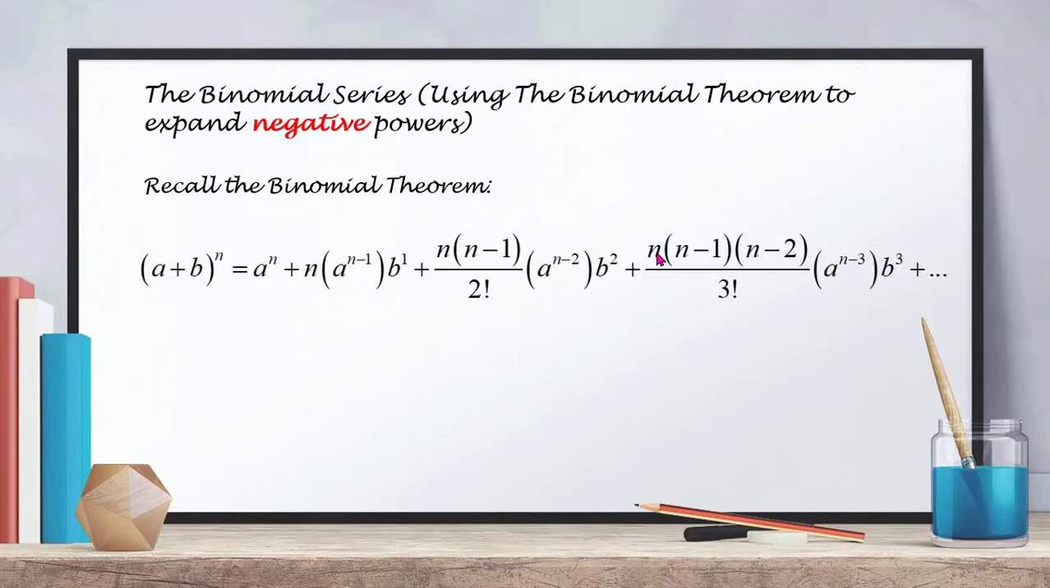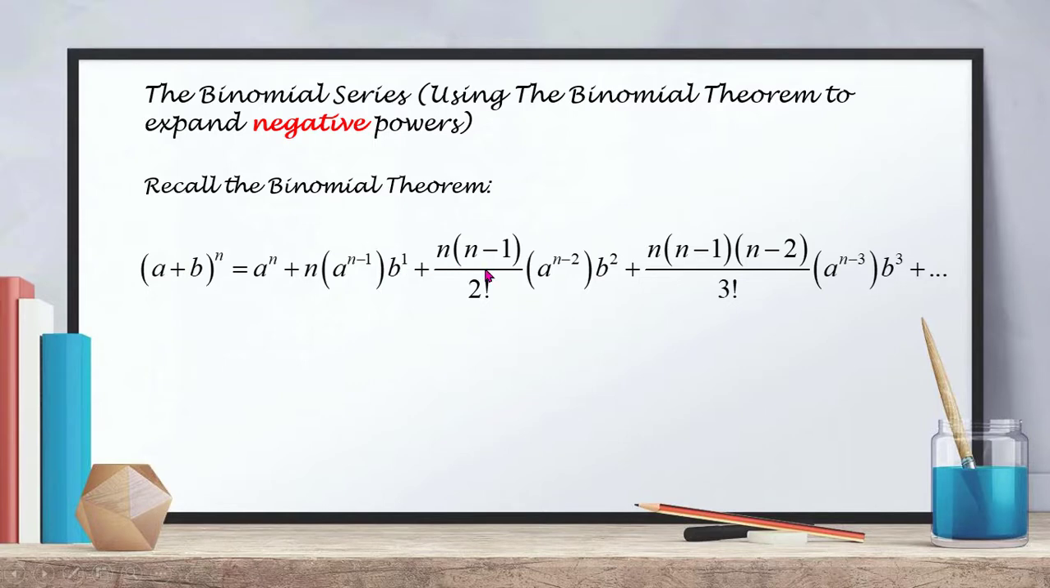The binomial theorem states that (a + b) raised to some power n is equal to a raised to the maximum power, which is n, plus n multiplied by a^(n-1). Notice the power of a starts reducing by 1 as the power of b starts increasing by 1.